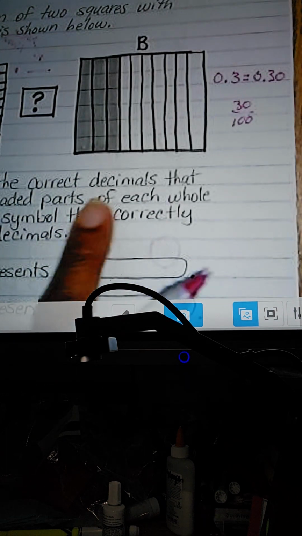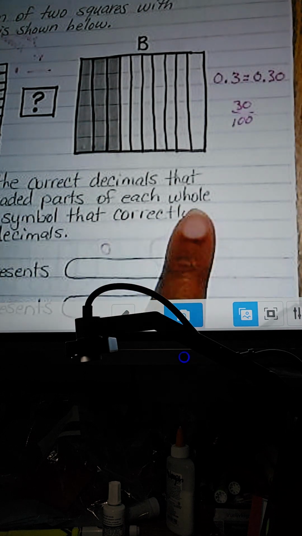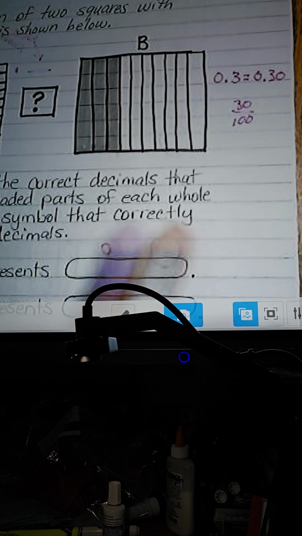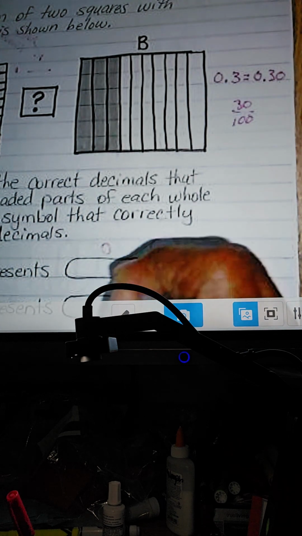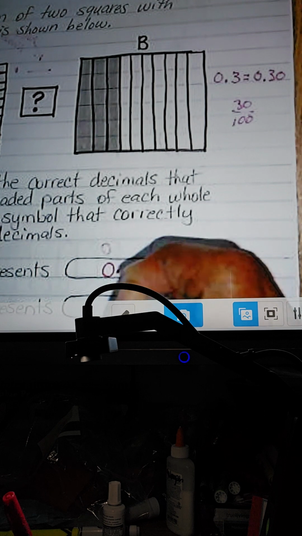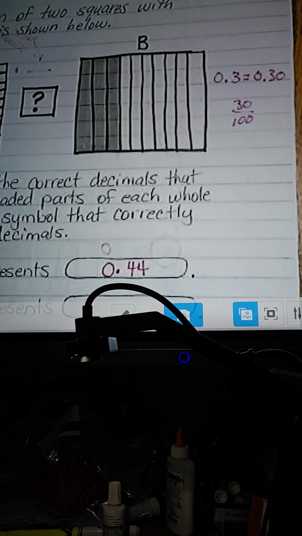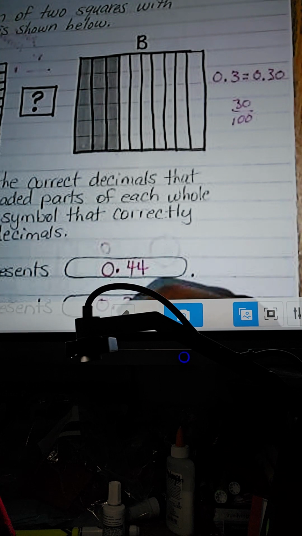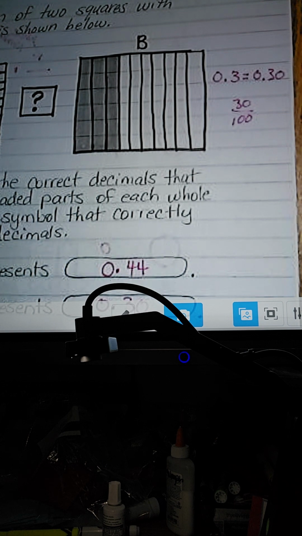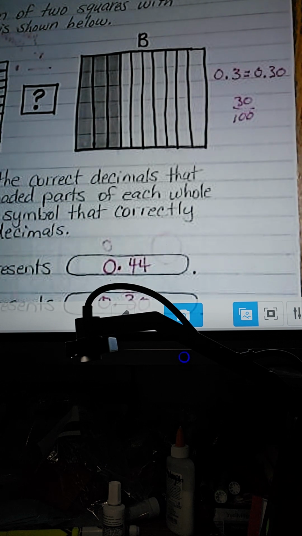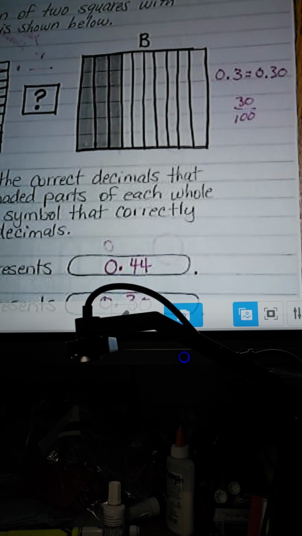It says write the correct decimals that represent the shaded part of each whole square and the symbol that correctly compares the decimals. All right, so let's look. Square A represents, and it asks us to put it in decimals, so I know it's 0.44. And then B represents 0.30, because I can't compare two fractions or decimals that do not have the same denominator. Okay, therefore square A is blank than square B. Is it greater than, less than, or equal to square B? It is greater than.